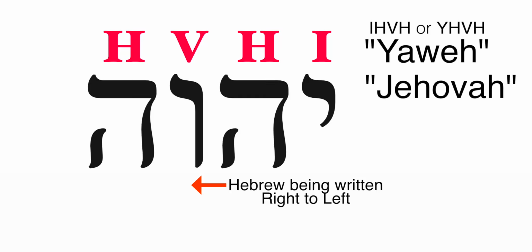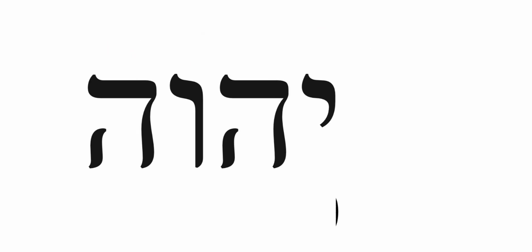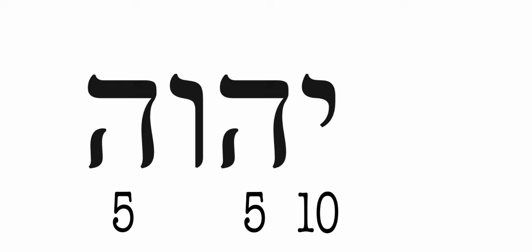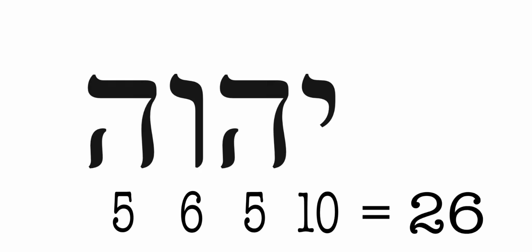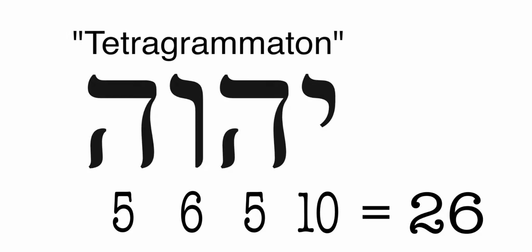Which is the head of the year. Yes, it's what that New Year means. And so if we take the enumeration of each of these, we have that friendly little yud, the jot, that enumerates to 10. And then we have the hay, both enumerate to 5, and the 6 for vav. And that four-letter name is also known as tetragrammaton.